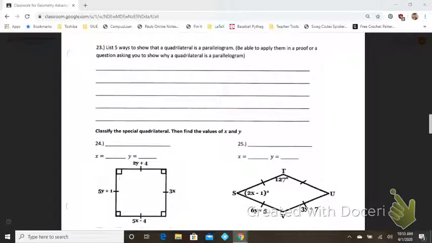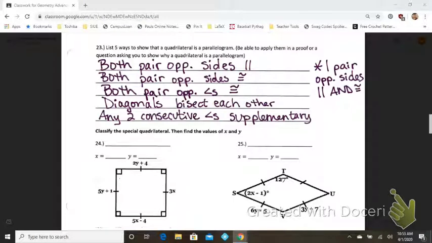Welcome back, Geometry Advanced. We are going to continue going through the review guide solutions. So we need to pick back up with number 23. All right, so let's talk about 23 real quick.